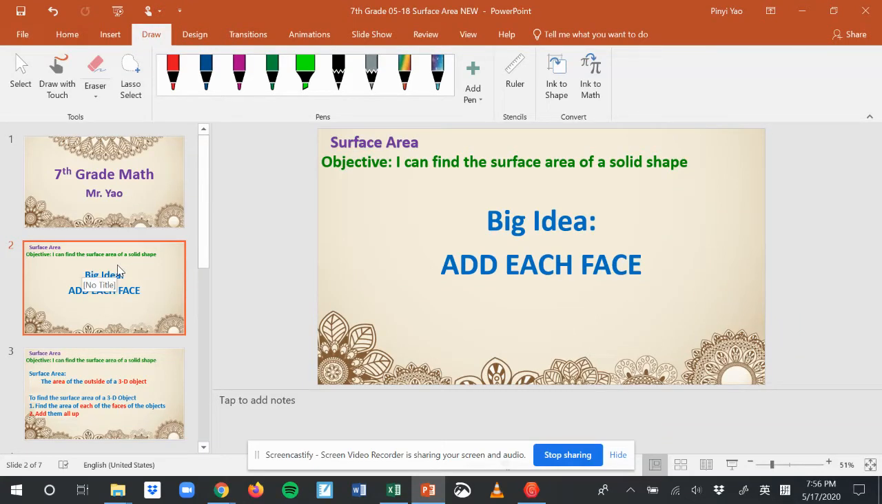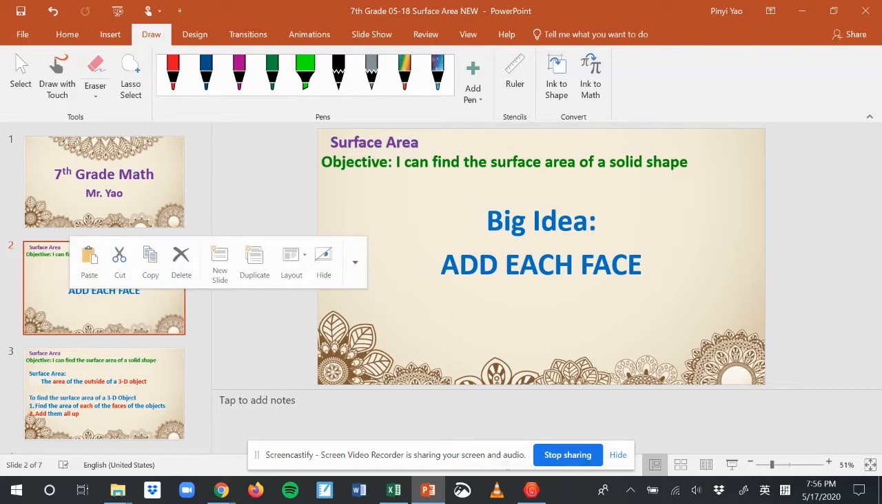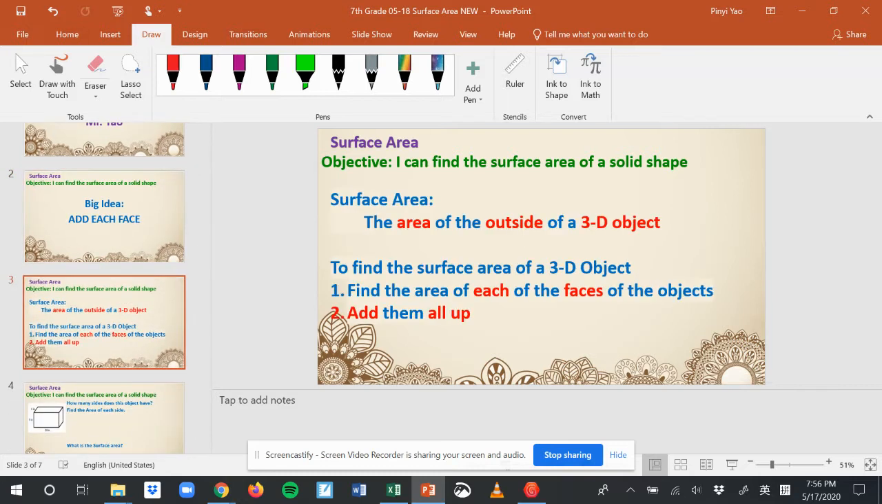Hi students, in this video we're going to talk about how to find the surface area of some of the solids we have seen. So let's get started. First, the big idea is we just need to calculate the area of each face and then add all the faces together. So here's some definitions.